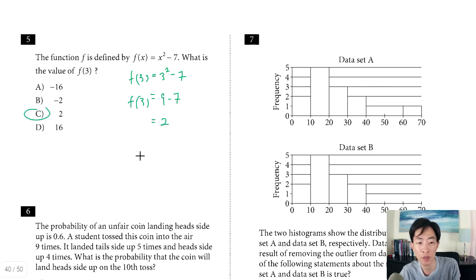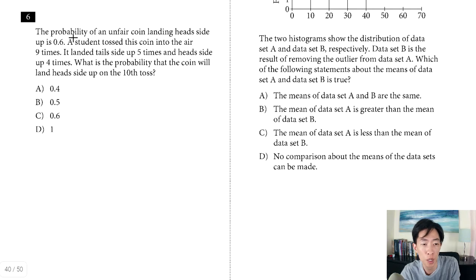This would also be equivalent to saying when the x value is 3, the y value, f of 3, is going to be 2, if you were representing this on a graph. Question 6, the probability of an unfair coin landing on heads side is 0.6.